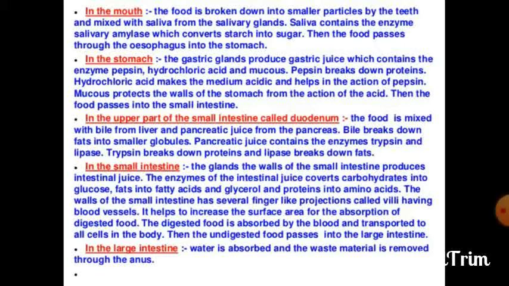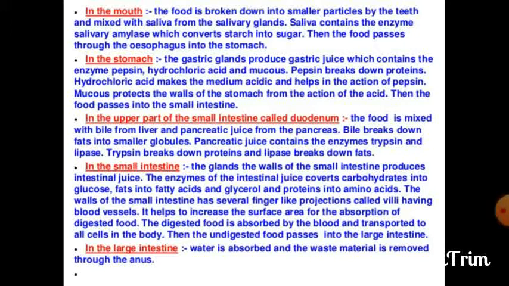After that, food comes into the other parts of the small intestine, which produce the juice known as intestinal juice. The enzymes present in the intestinal juice convert carbohydrates into glucose, fat into fatty acids and glycerol, and proteins into amino acids. This is the last step of digestion. After that, no digestion would occur. After that, only absorption would occur.